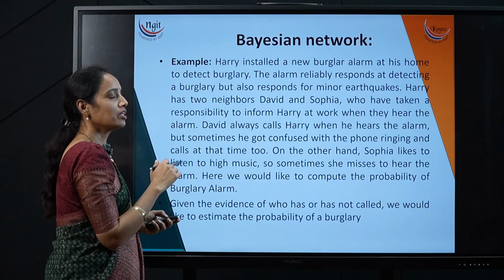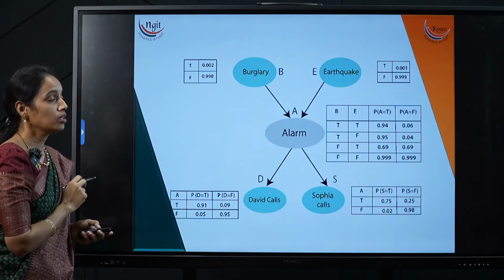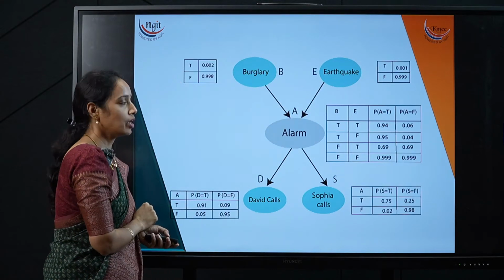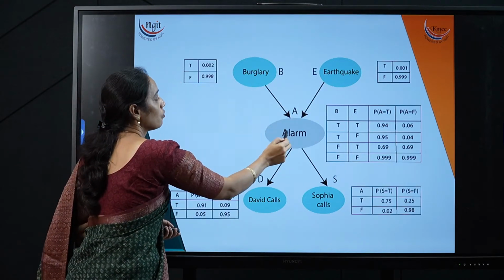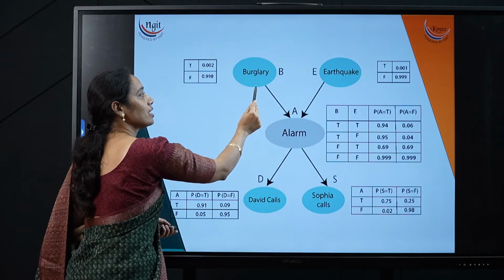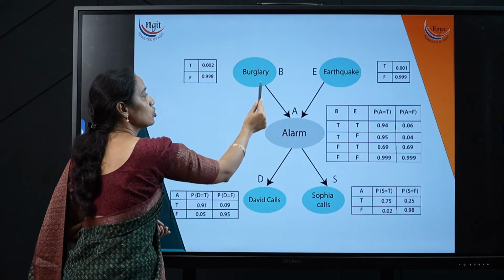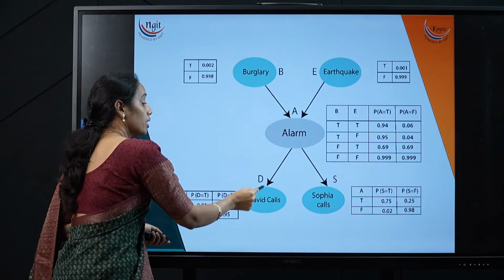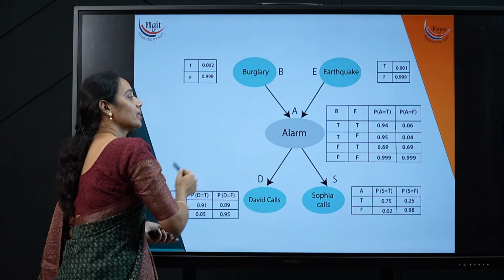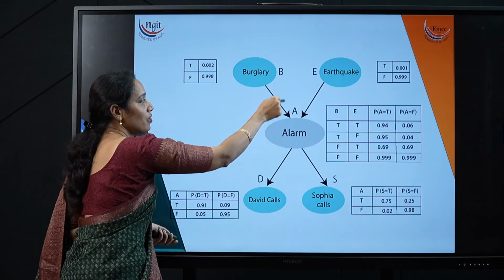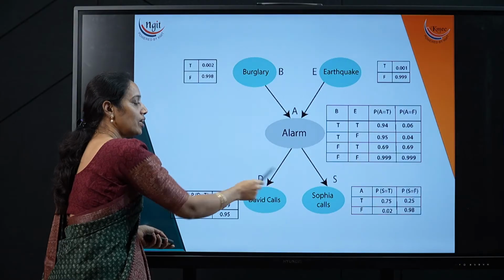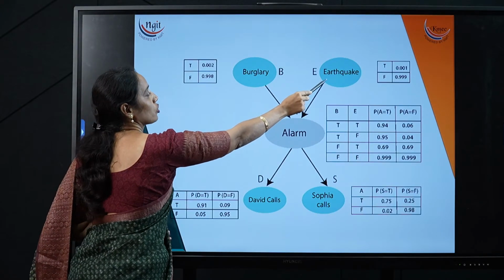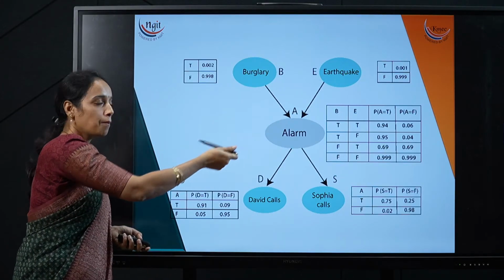With this problem statement, the very first thing is we have to draw the network. Here you see burglary and earthquake are parents of alarm. Why? Because the alarm is going to ring when there is a burglary or earthquake, that's why alarm depends on these two variables. And David and Sophia's calls are dependent on the alarm. So when there is an alarm, David and Sophia call, and there will be an alarm when there is a burglary or earthquake. In this way we are going to draw the Bayesian network.